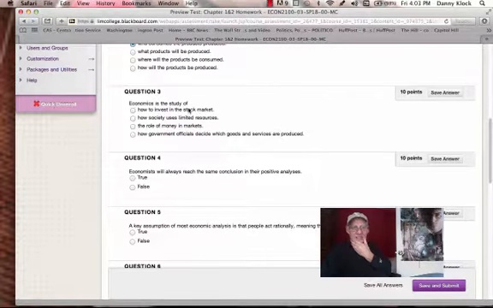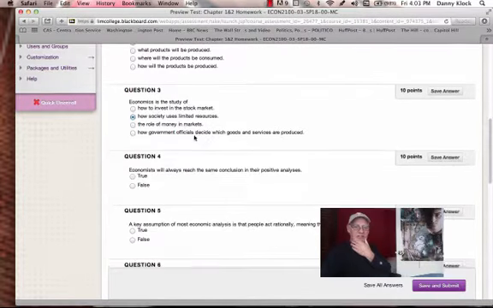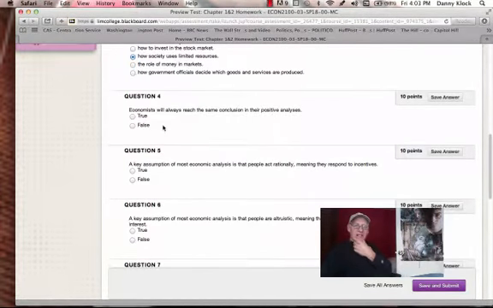Economics is the study of, and again, it's not the stock market, but it's about limited resources, right? The scarcity, choices involved with limited resources. Economists will always reach the same conclusion with the positive analysis. Again, this is what ought to happen. Again, this won't be on the midterms. That's a false question.